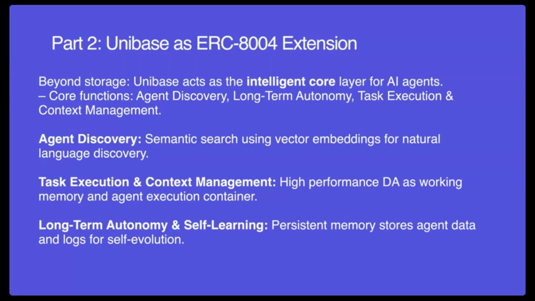Our high-performance DA layer serves as working memory and an agent execution container, enabling complex, multi-step tasks. Third, long-term autonomy and self-learning. Our persistent memory stores all agent data and interaction logs, enabling agents to evolve and improve over time. This is where Unibase truly shines, transforming simple ERC-8004 agents into intelligent, learning systems.